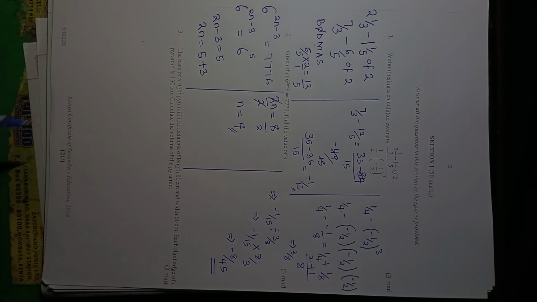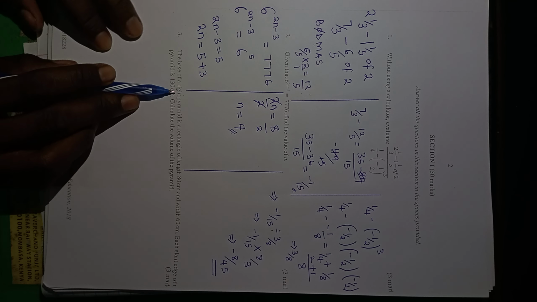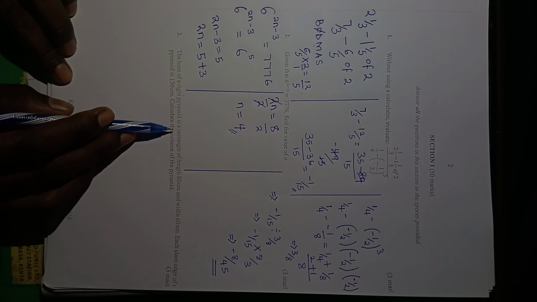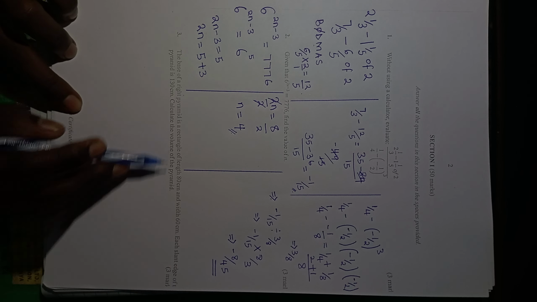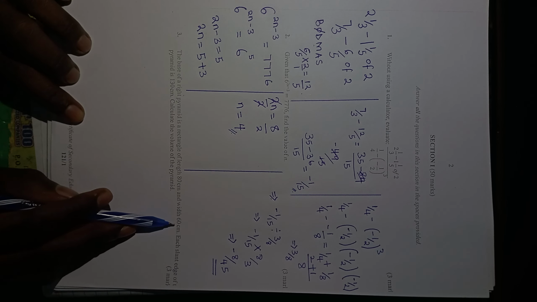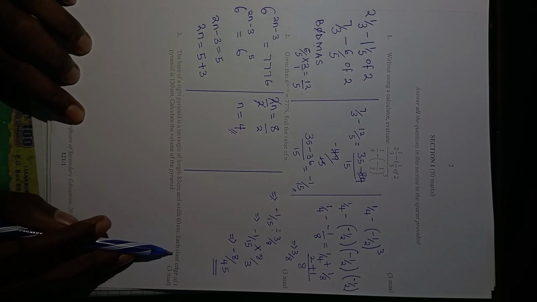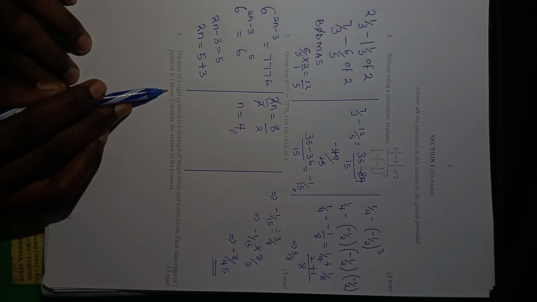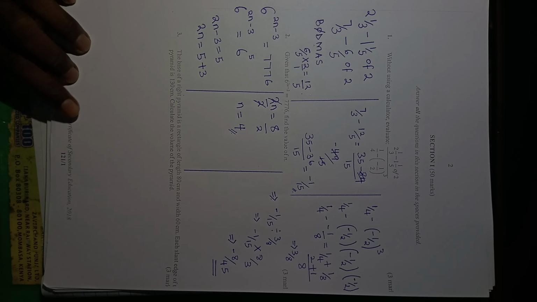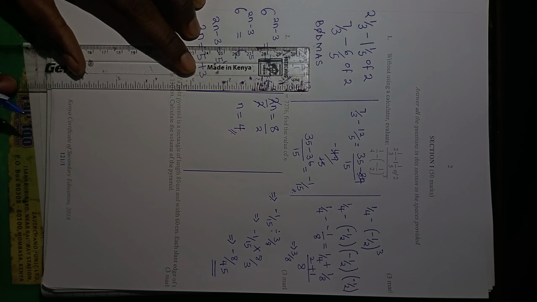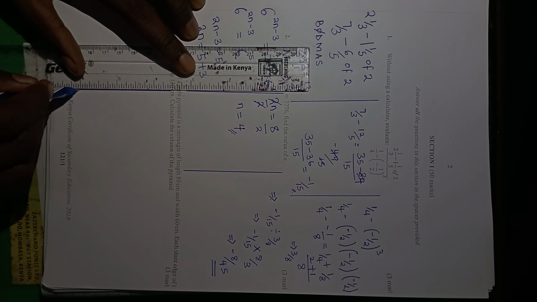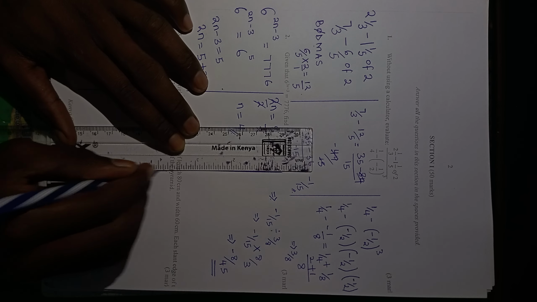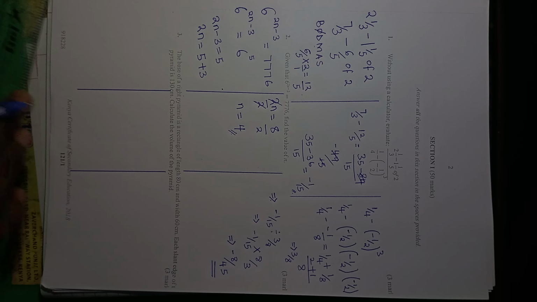Which states that the base of a right pyramid is a rectangle of length 80 centimeters and width 60 centimeters. Each slant edge of the pyramid is 130 centimeters. Calculate the volume of the pyramid. So we have to calculate the volume of the pyramid. For this case, we need to have a sketch of the pyramid. They are saying it is a right pyramid.